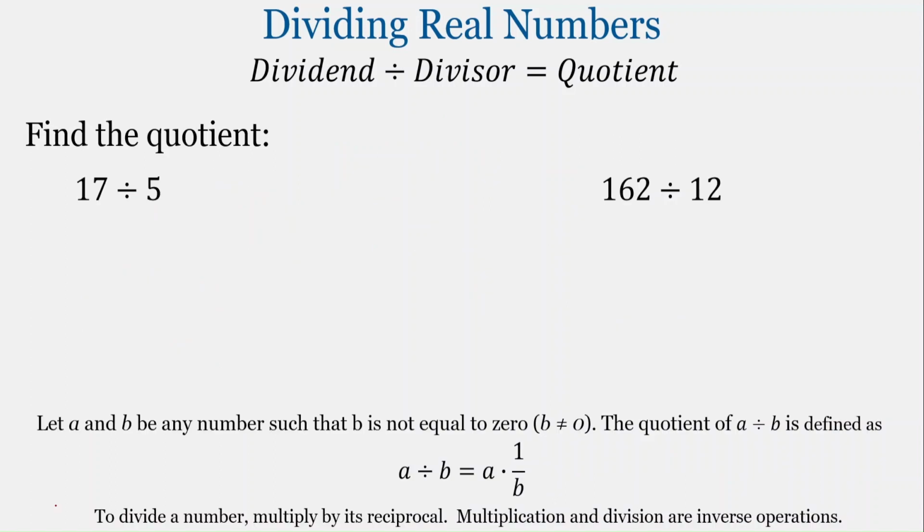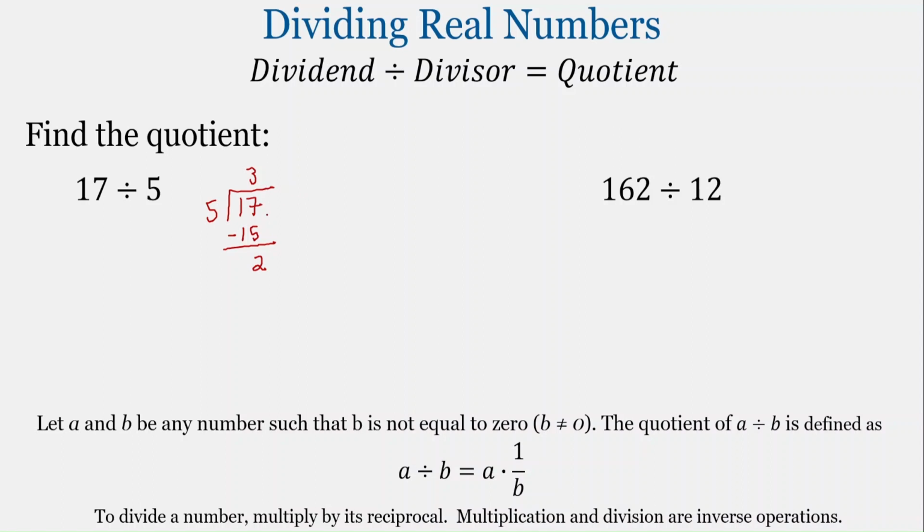Now let's review long division. So we have 17 divided by 5. So 17 is the dividend. So that's inside that long division bar. And then that's 5. So we go, well, 5 doesn't go into 1. But 5 does go into 17 3 times. 3 times 5 is 15. We subtract this. 17 minus 15 is 2.